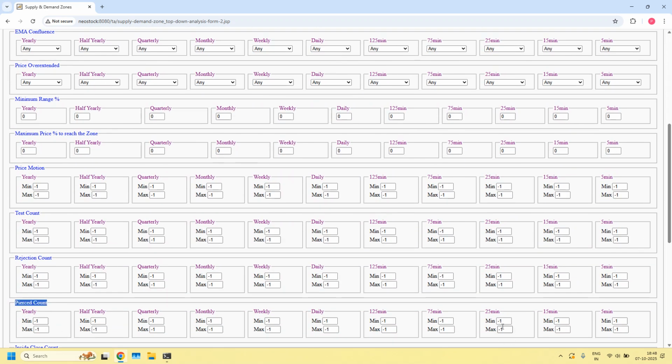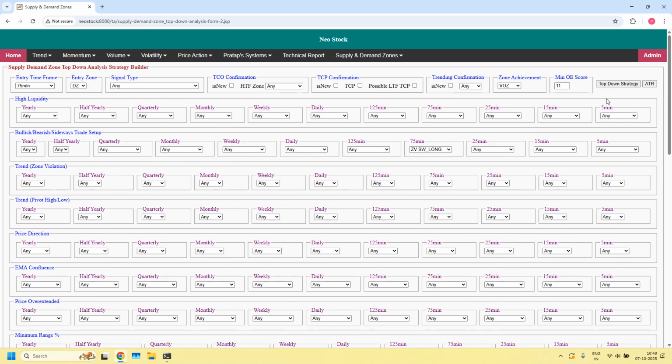So pierced count at 75 minutes time frame, minimum value 0, maximum value 0. That means pierced count is 0. Pierced count 0 means the zone is not pierced, which is on the 75 minutes demand zone, whatever you select here.